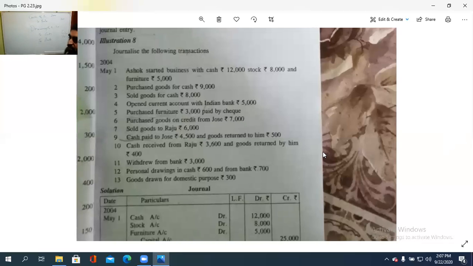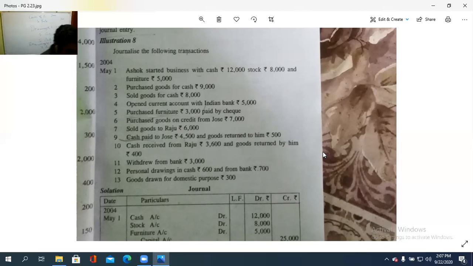Goods drawn for domestic purpose. Domestic purpose means personal purpose. So instead of cash, goods are being taken, then in such a case, drawings account debtor to which one? Purchases account, because goods are there, or goods account. How much is the amount? 300.